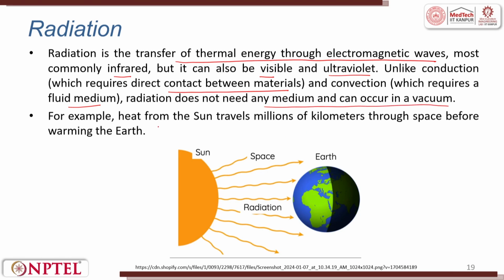For example, heat from the sun travels millions of kilometers through space before warming the earth. The factor that determines the radiation capacity of a body is known as emissivity. Emissivity is the amount of heat that a specific body could transfer in comparison to a black body, which has emissivity value of 1.